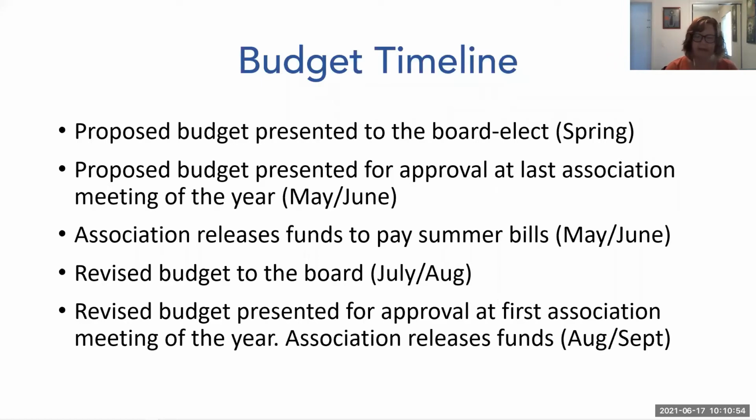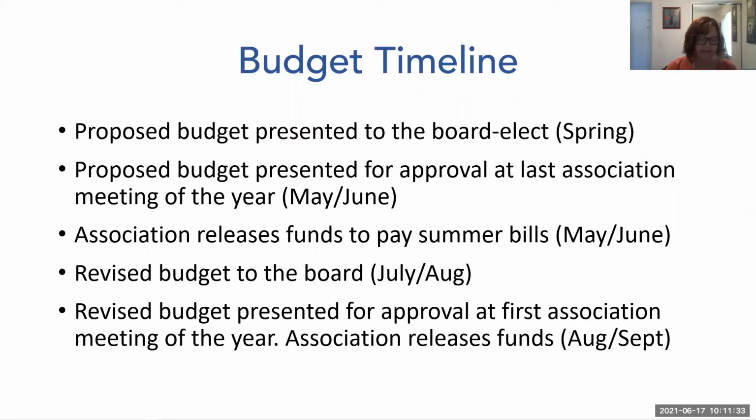To be able to spend money over the summer, the preliminary budget must be approved at the last association meeting in the spring, and any funds needed over the summer must be released by category or by a motion to pay bills over the summer. If a preliminary budget is not approved in the spring, a motion must be made authorizing a limited amount of funds for the new board to spend over the summer. Over the summer, the preliminary budget will be finalized, and this final budget must be approved by the executive board and presented at the first association meeting of the year for approval.